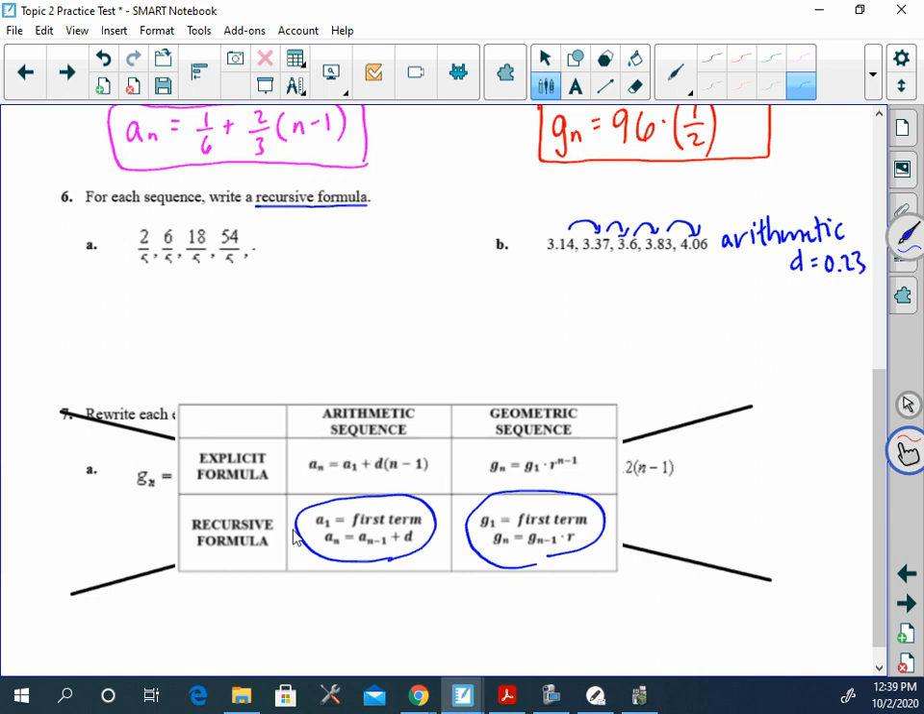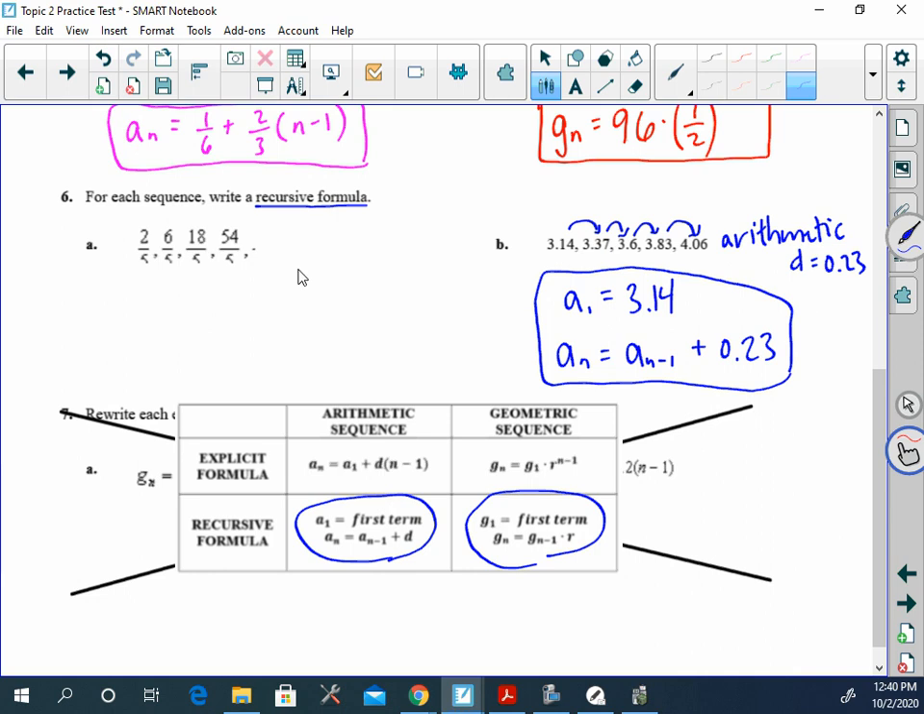So I want to grab this arithmetic recursive formula here, and I'm going to write a sub 1 equals, and you just write the first term. So my first term was 3.14. And then down here, you just write a sub n equals a sub n minus 1 plus, and then you put the common difference in this spot. So we replace our first term, like our a sub 1 there, and then we replace our d with the number that we found. And that is your formula.